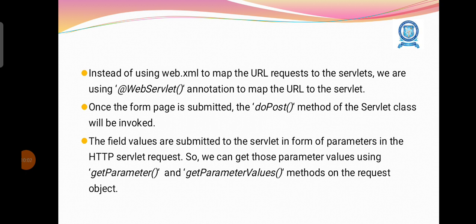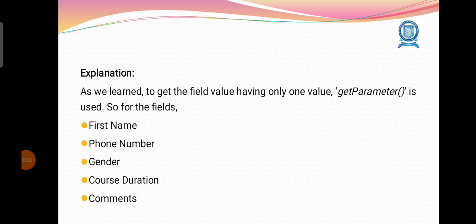Instead of using web.xml to map the URL request to the servlet, we are using the @WebServlet annotation to map the URL to the servlet. Once the form page is submitted, the doPost method of the servlet class will be invoked. The field values are submitted to the servlet in the form of parameters in the HttpServletRequest. So we can get those parameter values using the getParameter and getParameterValues methods on the request object.